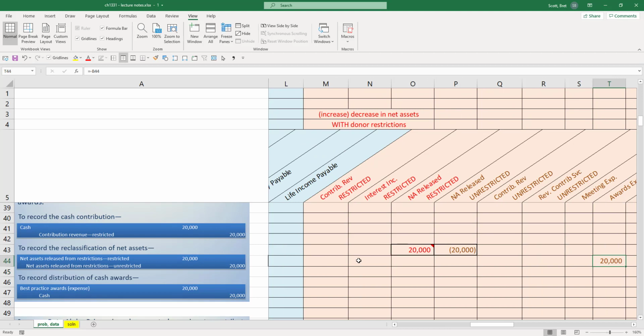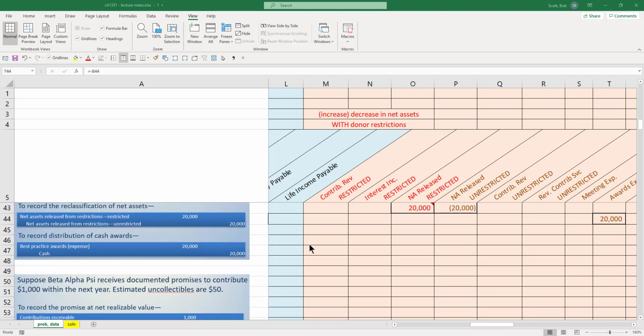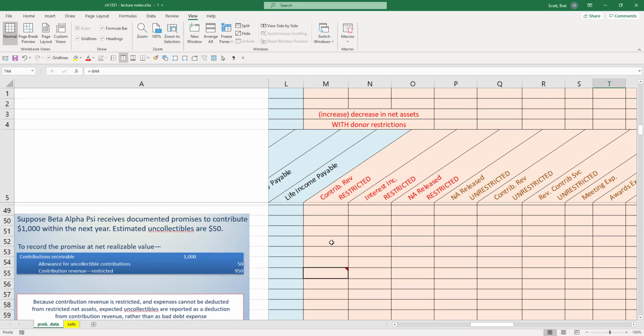$20,000. That is how we take something that's been donated to us for a specific reason, record it as restricted, unrestricted, and then finally expense it. This process is confused by most people. I hope it's not you in this case. But realize this is a necessary component. This is the most problematic aspect of the chapter. Let's move on to the next thing.